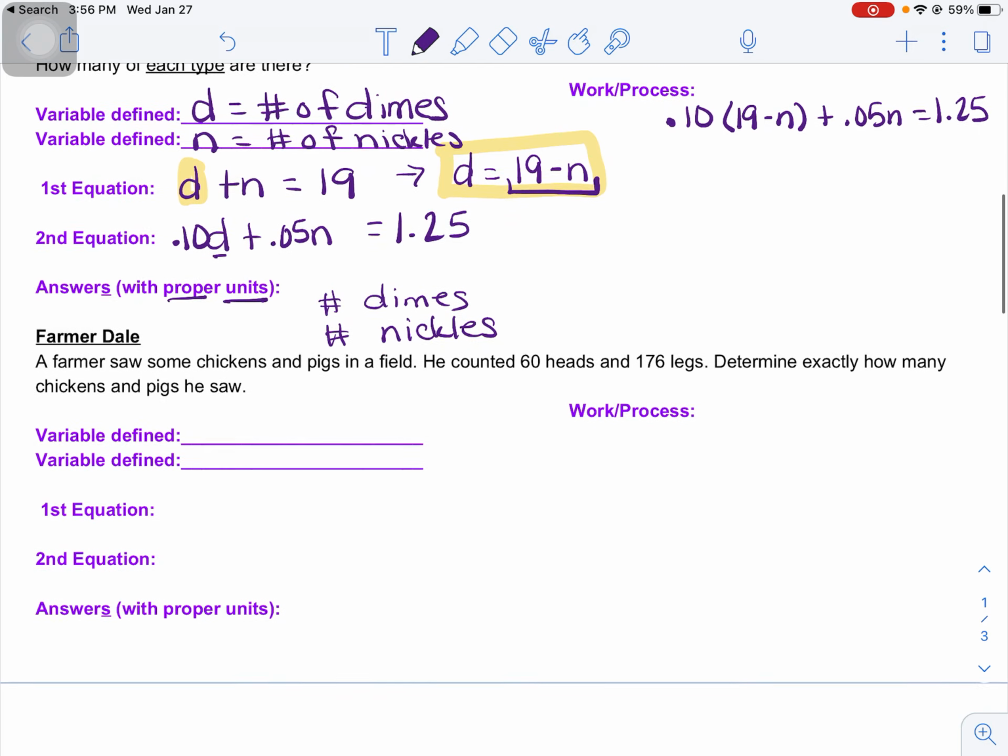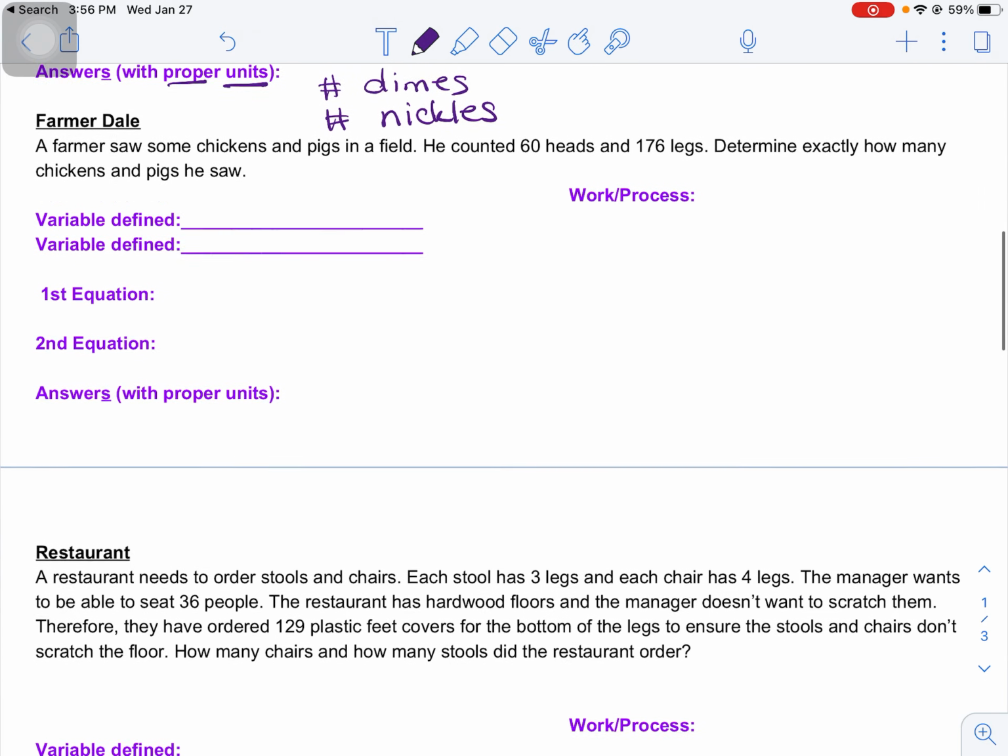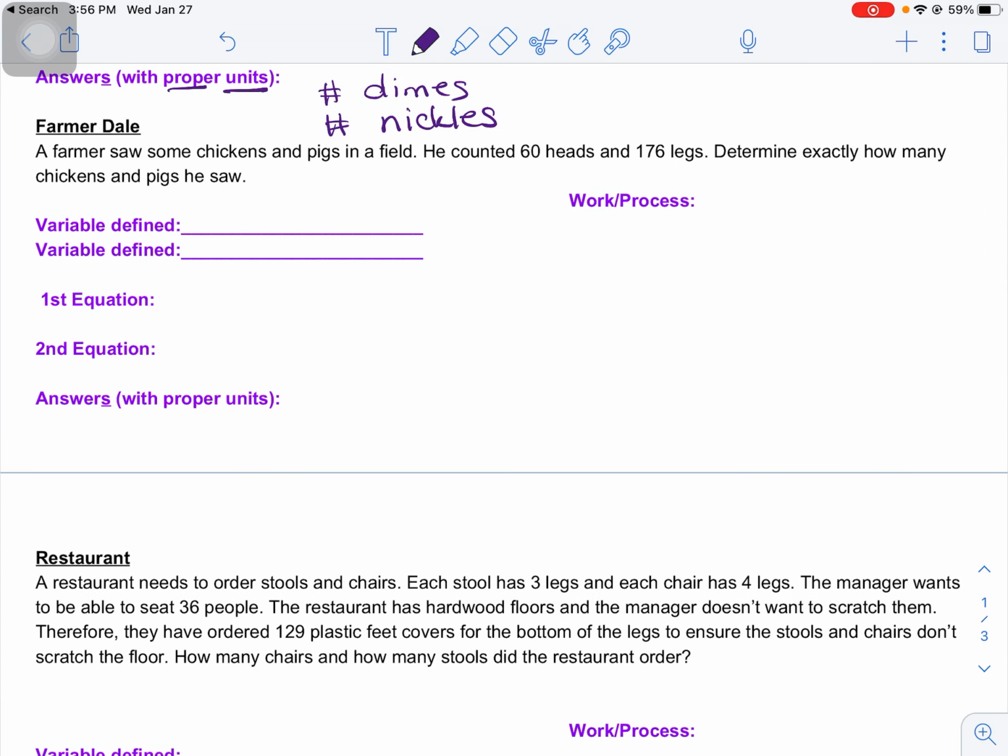All right, let's talk about Farmer Dale. So Farmer Dale saw some chickens and some pigs in a field. All right, so we're talking about chickens and pigs. He counted 60 heads and 176 legs. Determine how many chickens and pigs he saw. So we want to know how many chickens were out there and how many pigs were out there. Now, we're going to assume that this farmer doesn't have any double-headed chickens or single-legged pigs. They're all normal chickens and pigs.